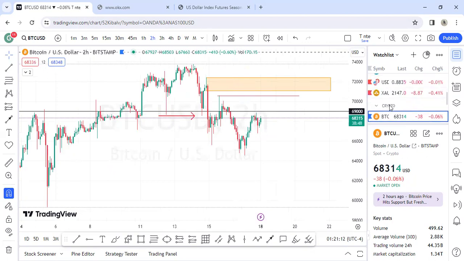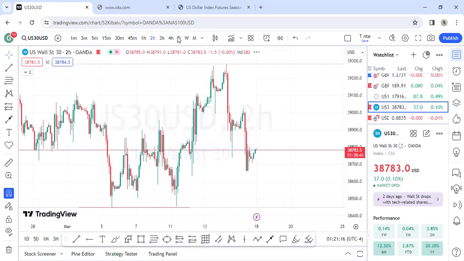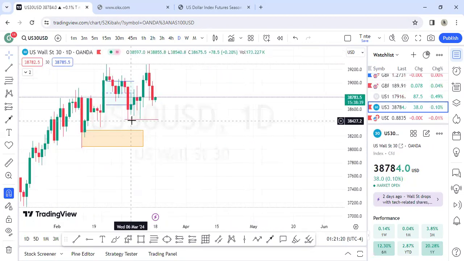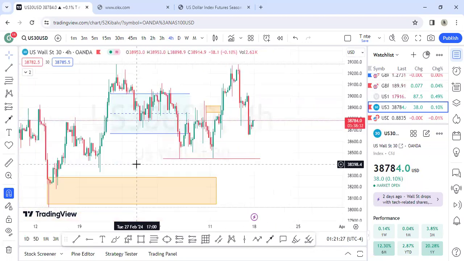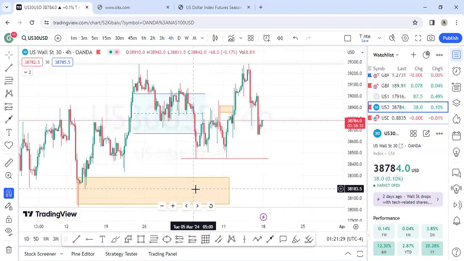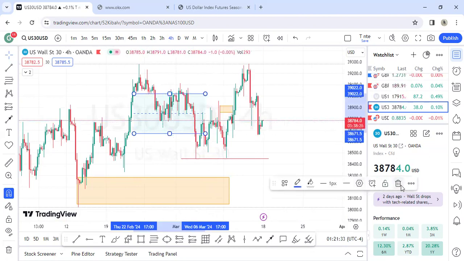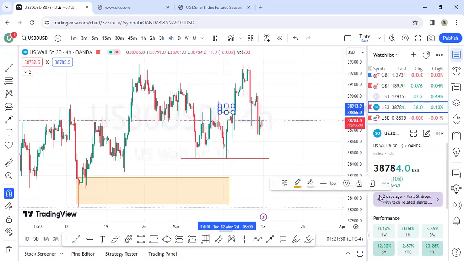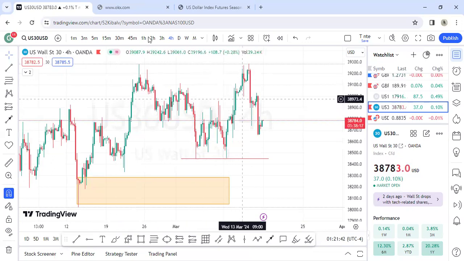Alright, let's look at the last pair, which is US30. So for US30, remember what I'm telling you guys, US30 is not really giving very clear stuff. I was expecting a certain price to come. Sorry, it's a 4-hour chart now. Why did I mark this? Okay, this liquidity here. Alright, let's just look carefully. So on the 4-hour, we are temporarily bullish. Market is still breaking highs.